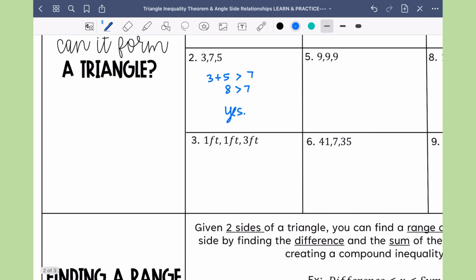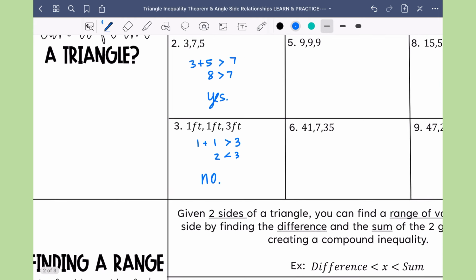Okay, number 3. 1 feet, 1 feet, and 3 feet. Okay, my shortest lengths are 1 and another 1. Are they greater than 3? What is 1 plus 1? 2. 2 is not greater than 3. 2 is less than 3. So these lengths do not form a triangle.